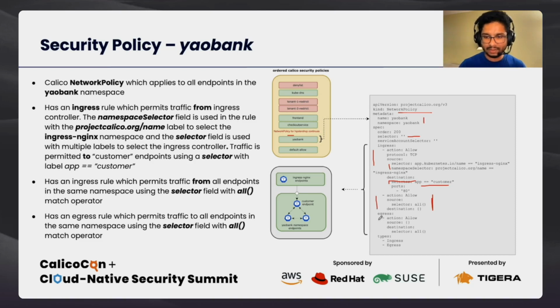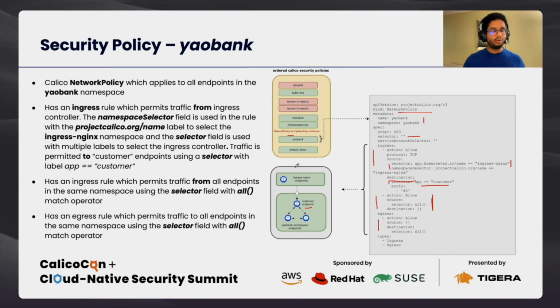There are no selectors, and what this means is that all endpoints can send traffic to all other endpoints in the Yao Bank namespace. So this is what the pattern looks like. The ingress Nginx can send traffic to the customer endpoints, governed by the first rule in the ingress direction. However, the endpoints within the namespace can freely talk to each other, since we've allowed outbound and inbound communications from all endpoints in the same namespace.